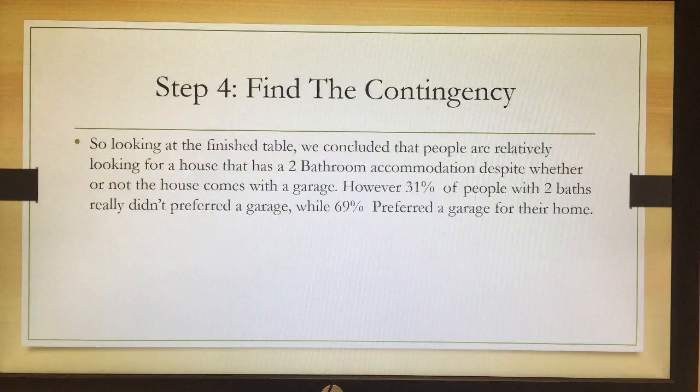So we're going to have to find a contingency, just like we did in the last video. So again, for the 2 bathroom accommodation, despite whether or not the houses come with a garage, we find that the majority, 69% of houses, prefer the garage, while 31% of the 2 bathroom accommodation didn't prefer the garage or didn't come with one. So that's relatively the percentage of the people that don't and do have a garage for the 2 bathroom accommodation.